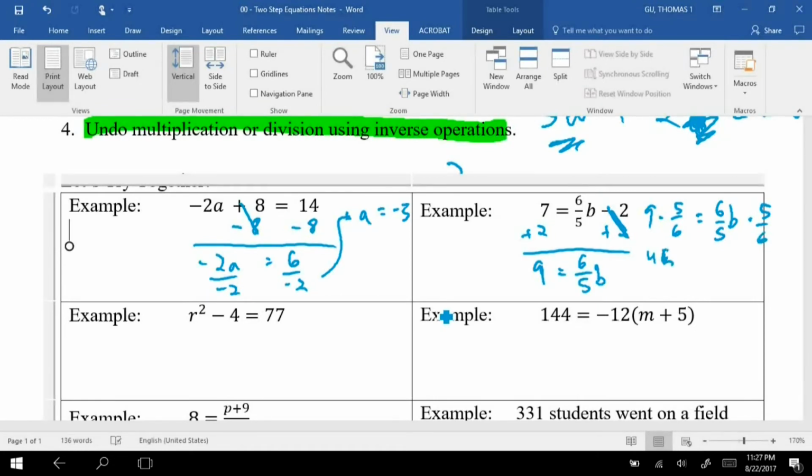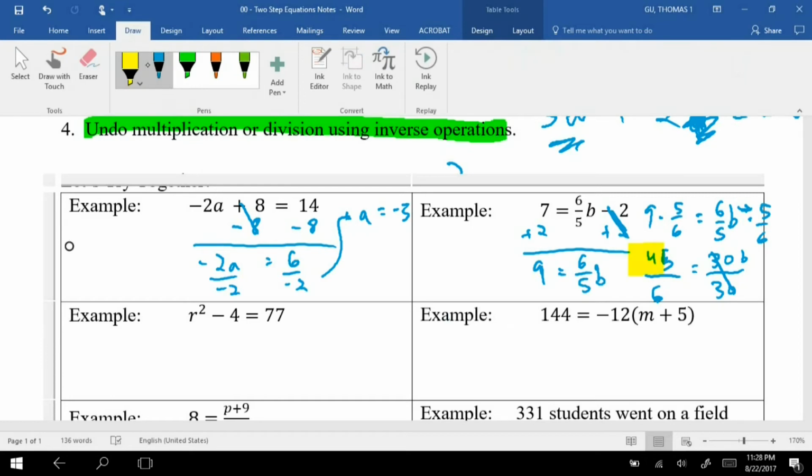Well, if we multiply 9 across to the 5, we got 45. 45 over 6. And then we have equals 6 over 5 times 5 over 6. What's 6 times 5? That's 30. So 30b over 30. So 30 over 30 is goodbye. That's a 1. We have the answer as 45 over 6 equals b, because the 30 over 30 cancels out to 1, and 1 times b is b. All right, let's go to the next one.